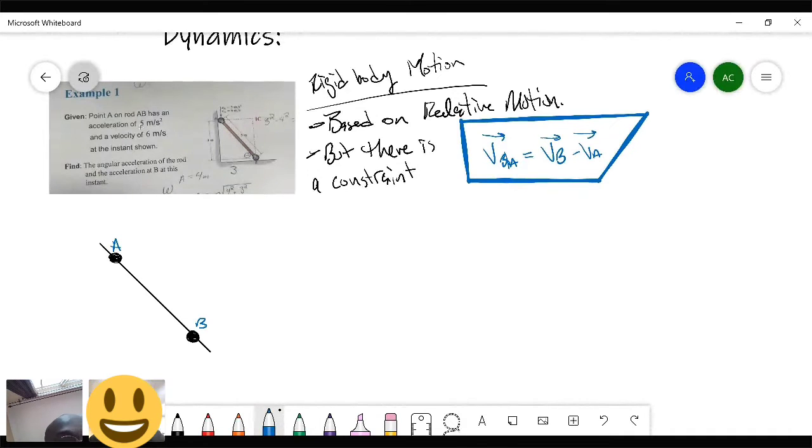So we take any 2 points, A and B. Most often, it is the end of the object. So it'll be the 2 dots like that, like how they show in the problem. Typically, that's what we do.